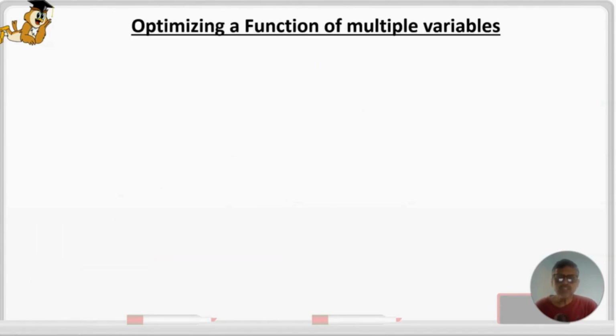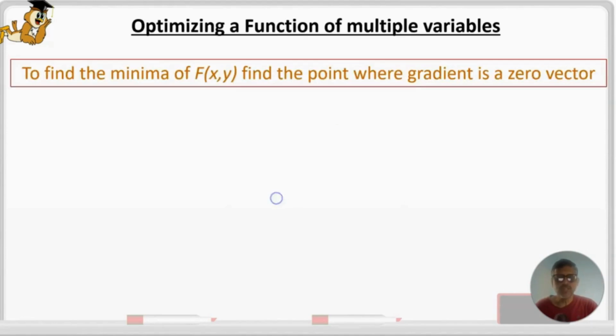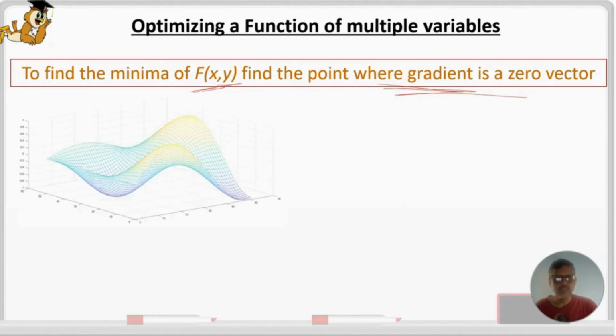How do you optimize a function of multiple variables? Let's go back to our calculus, right? To find the minima or the maxima of a function of multiple variables, let's just take the example of 2 dimensions, which you may be familiar with. You find the point where the gradient is a 0 vector. So let us see what the gradient is.